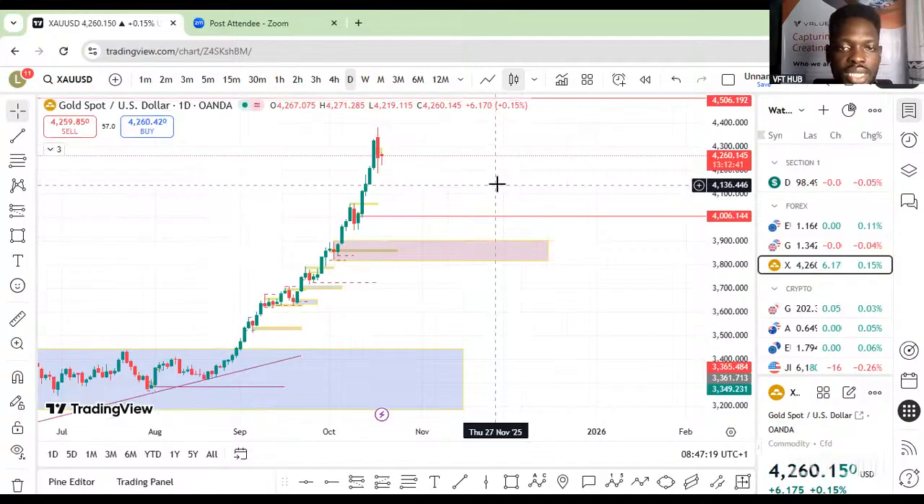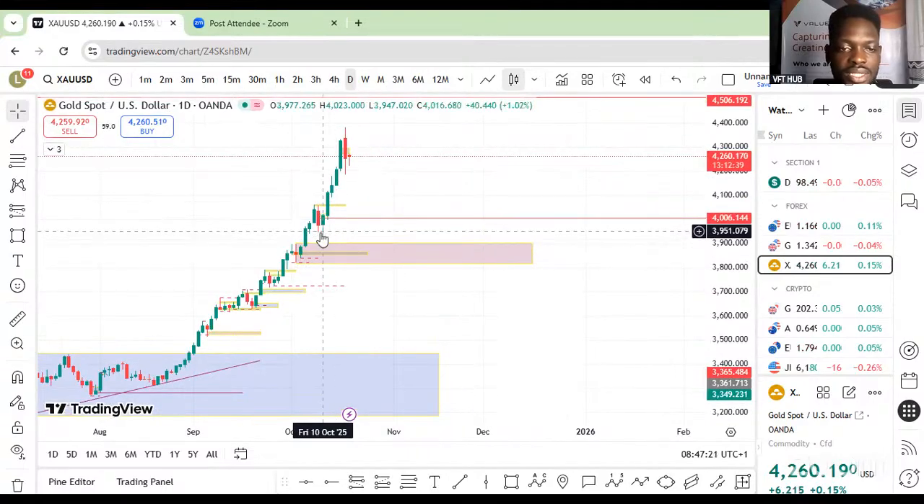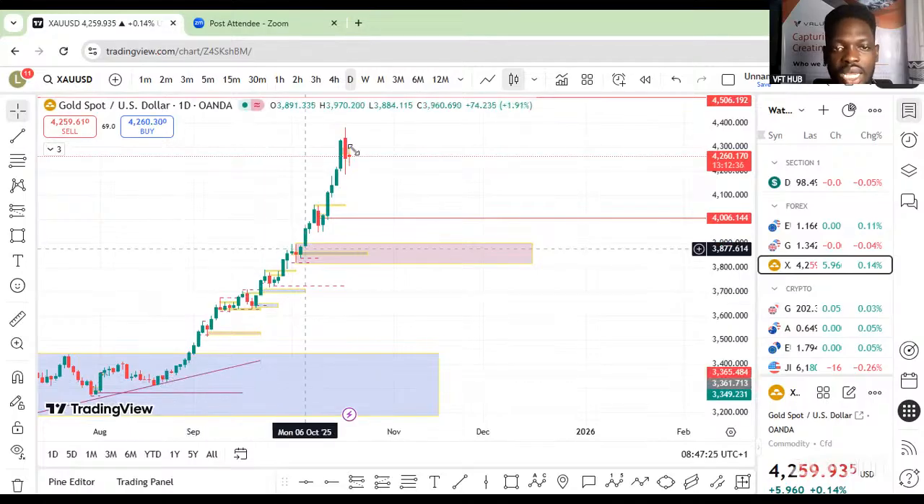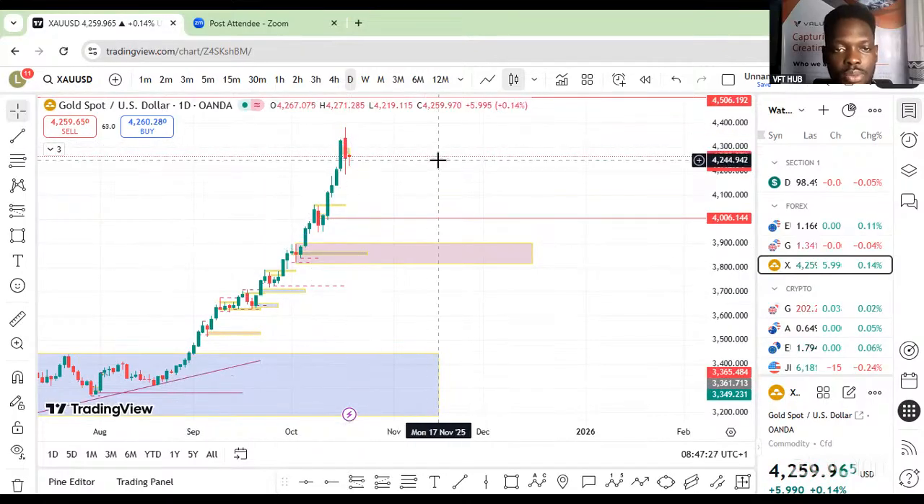So on the daily time frame, we are going to observe that the whole swing from this consolidation after the breakout has been very long. So we expect some level of pullback.